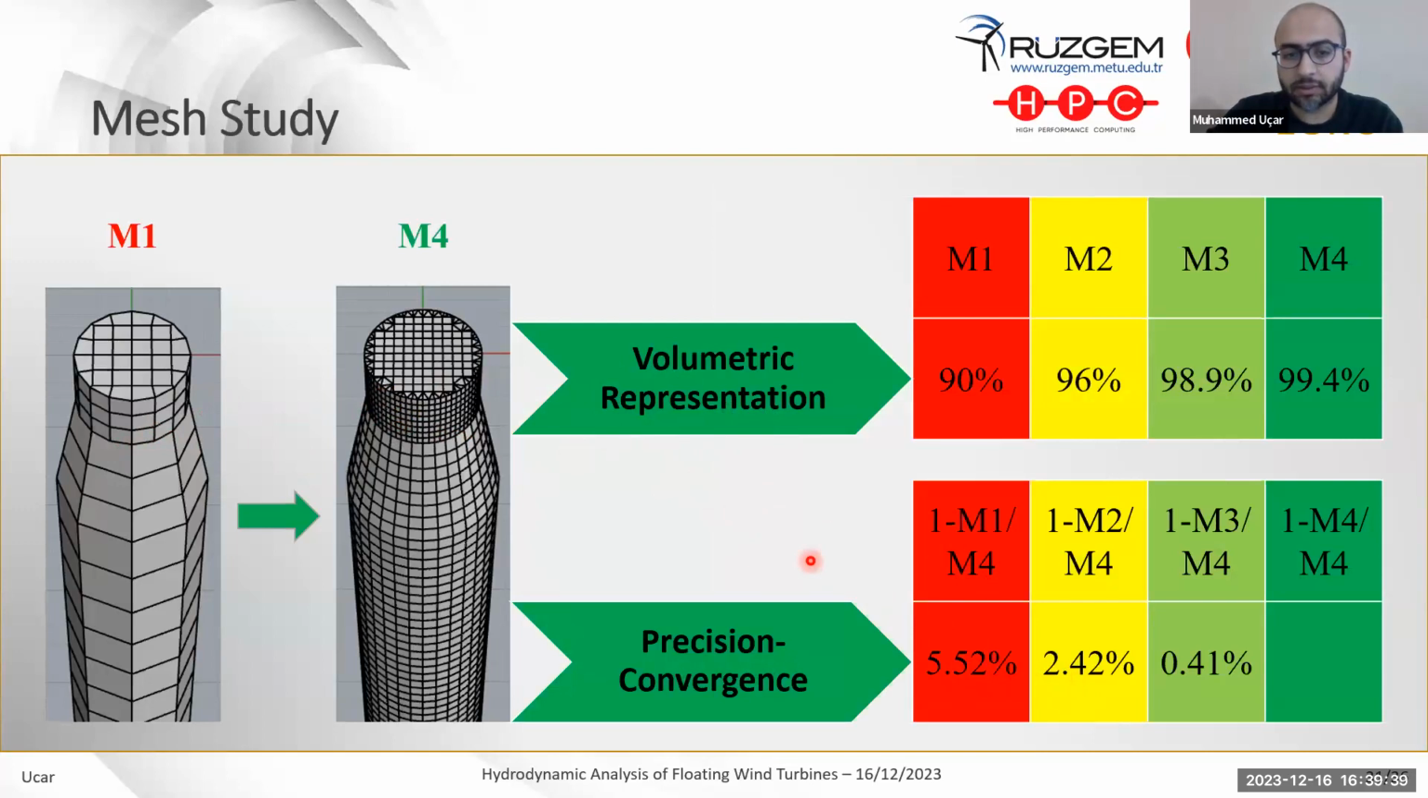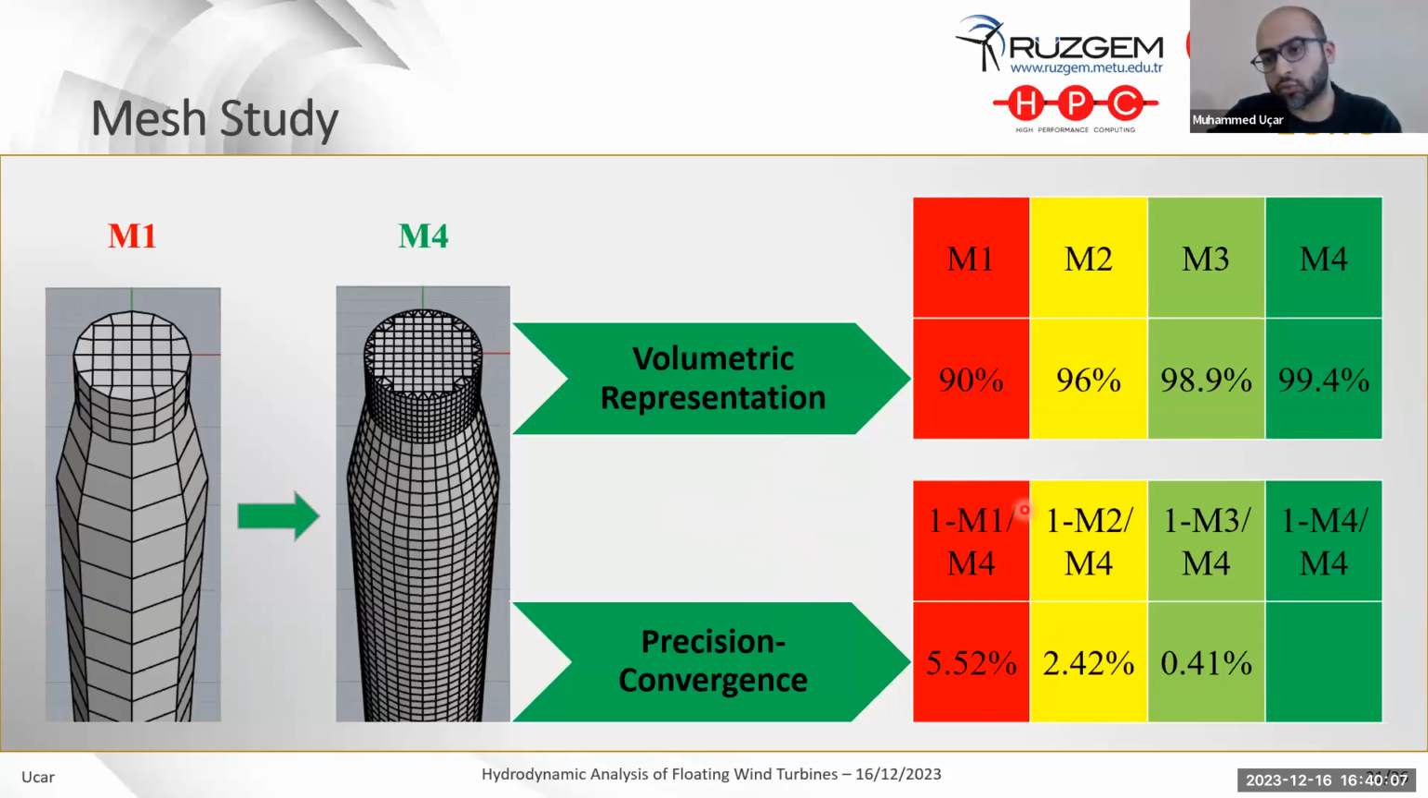The classification organization called DNVGL, one of the most important in this field, recommends a high volumetric representation and high hydrodynamic representation. It's recommended, but there are no strict rules, so you need to use your engineering judgment.